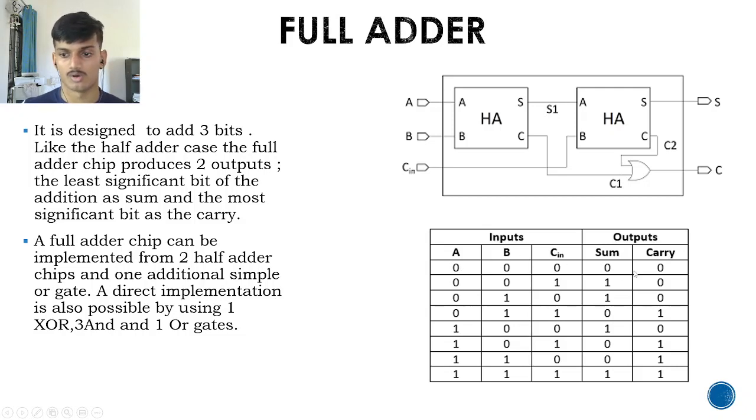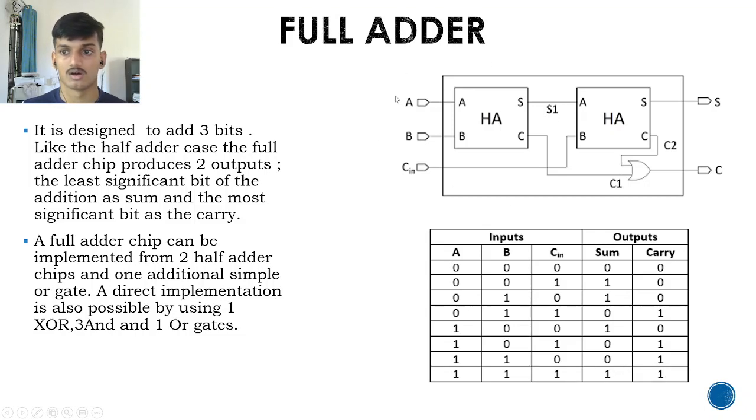So how is an output generated? 0 plus 0 plus 0, the sum is 0 and the carry is 0. 0 plus 0 plus 1, the sum is 1 and the carry is 0. 1 plus 1 plus 0, the sum is 0 and the carry is 1. 1 plus 1 plus 1, the sum is 1 and the carry is 1.